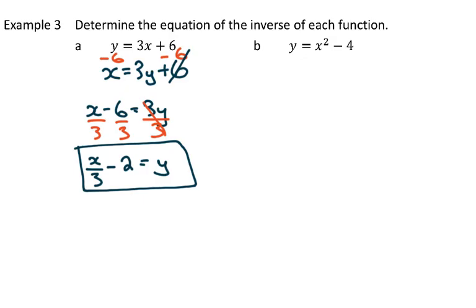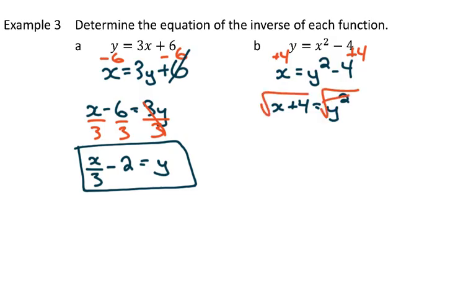Same idea here with b. X becomes y and y becomes x. We need to back this up and get y by itself, so I'll add 4 to both sides. We end up with x plus 4 equals y squared. To cancel off that exponent of 2, we'll need to square root both sides.